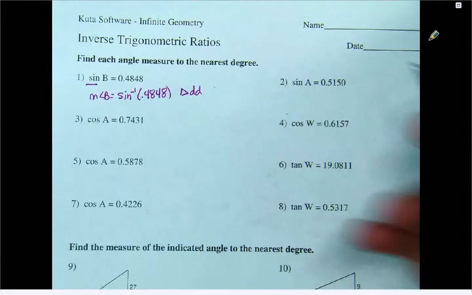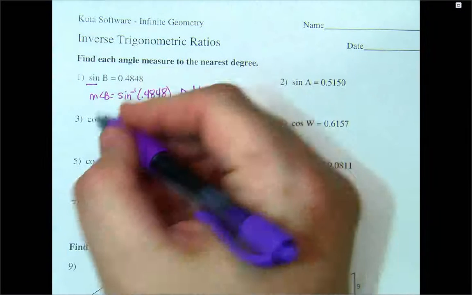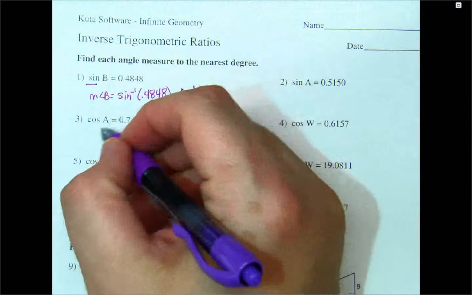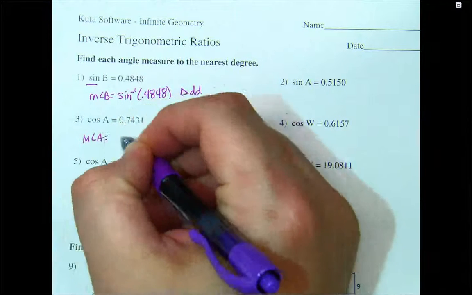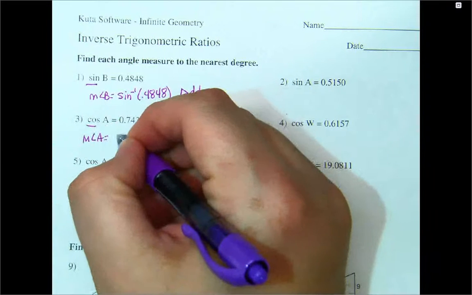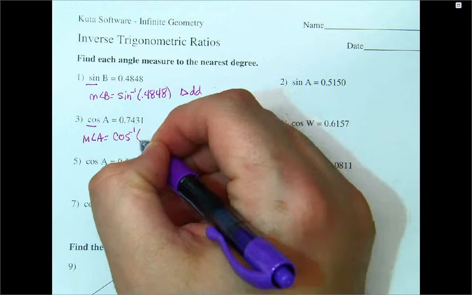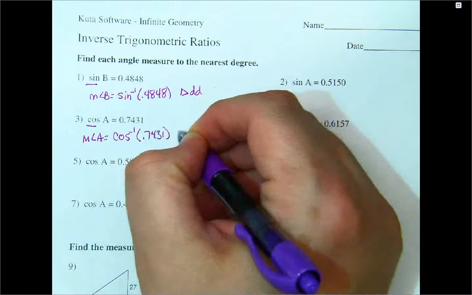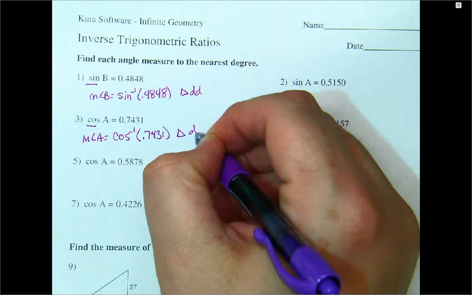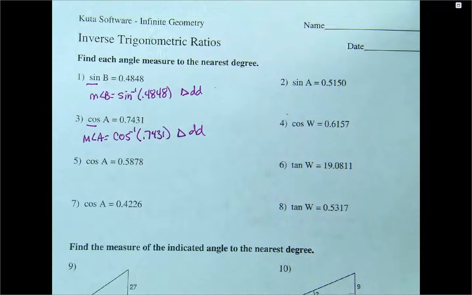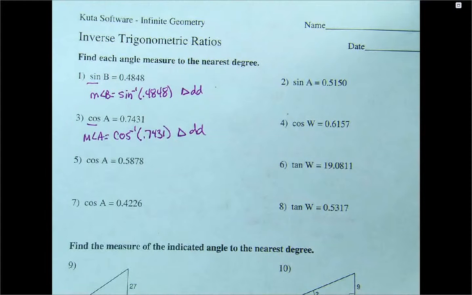And for like measure of angle A here, since I'm using a cosine, I'm going to use the inverse cosine of that 0.7431. And remember just to go triangle DD, and then you'll get your answer. So for those, you're going to do the same thing over and over and over again.